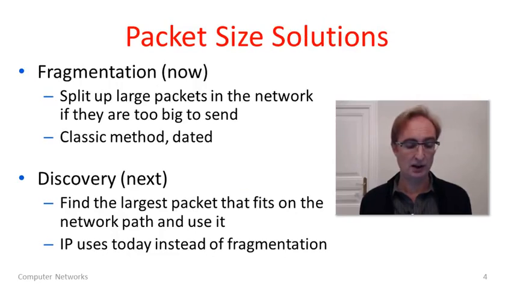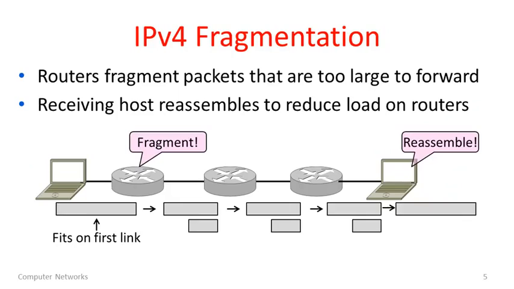There are two different kinds of solutions that we'll look at to this problem. One is fragmentation, which is simply the word for splitting a large packet up into smaller pieces that will fit through the network. This is the classic method that's used in IP. It's somewhat dated now and is deprecated in favor of another method. The other method that we'll look at is a discovery method. This is a method that hosts can use to find ahead of time the largest packet which will fit through the network. Once they know this, they can simply use this size and they'll avoid unnecessary fragmentation.